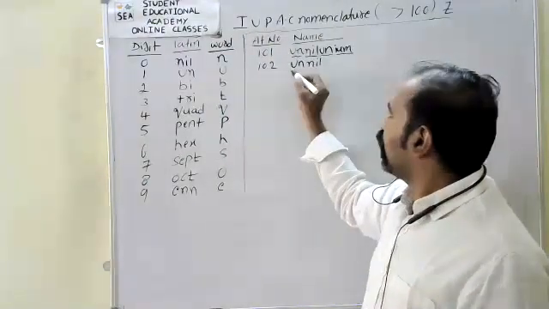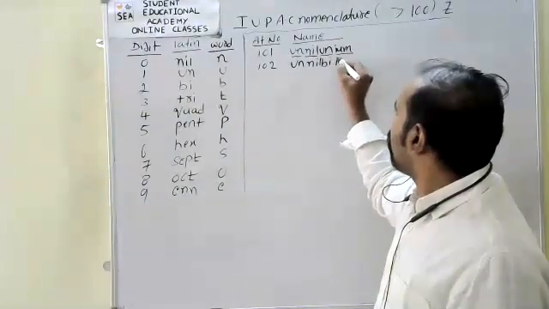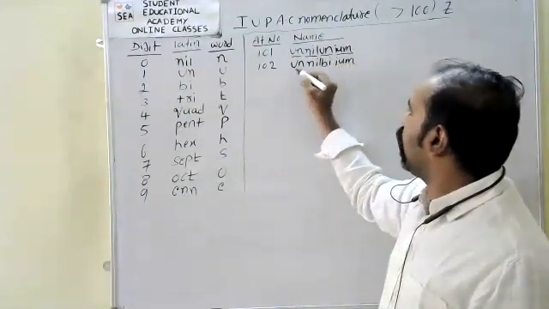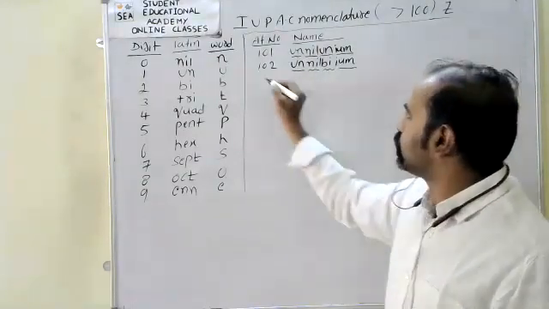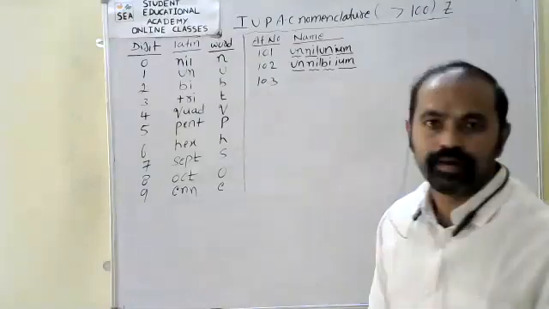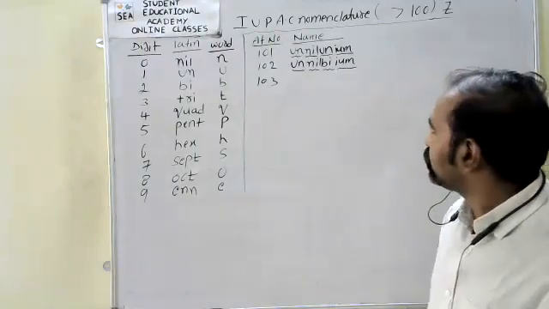Un, nil, un. 1, 0, nil. 2 means bi. What is the common ending here? IUM. Un, nil, bi, IUM. Say 103. What is the name?